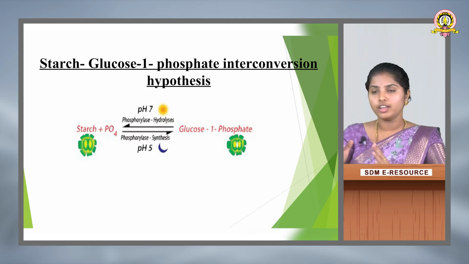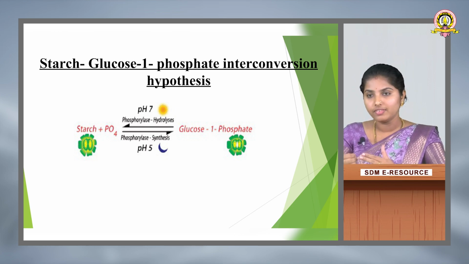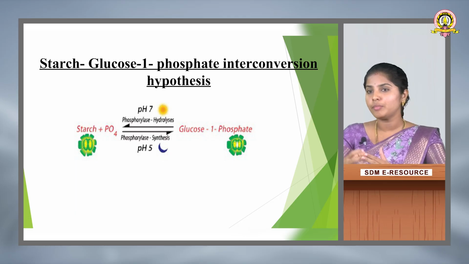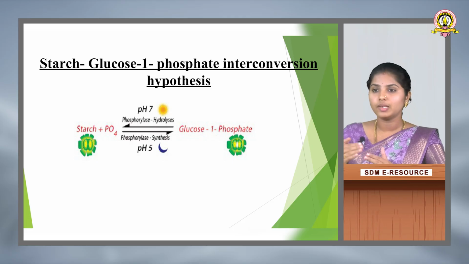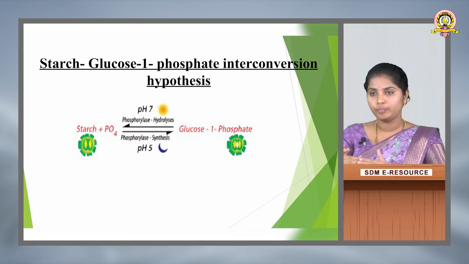The pH of the guard cell is controlled by the concentration of carbon dioxide. During daytime, as photosynthesis takes place, carbon dioxide is consumed, so less carbon dioxide is available for carbonic acid formation. So the guard cell becomes turgid and the stomata open, and one more condition is that starch is converted into glucose 1-phosphate and transpiration takes place.